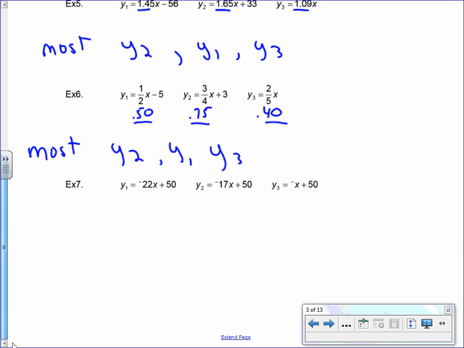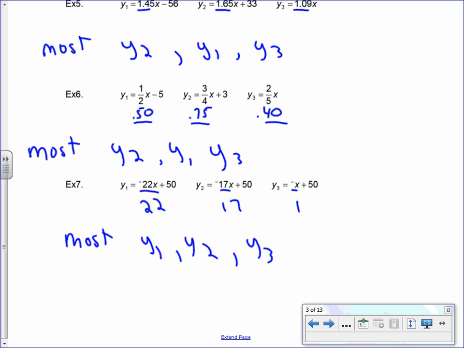And the last one is just to, again, put negatives in one more time and maybe some slightly larger slopes. Which of these three, all of these go downhill, that's what the negative tells us. But you want to look at the value, the 22, the 17, and that invisible 1 to decide most steep. And this one's already in order. The most steep is going to be y1, it'll be very steep downhill, then y2, and then y3.